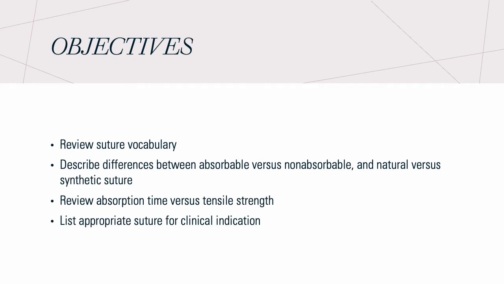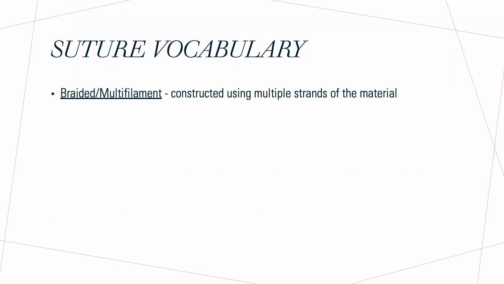The objectives are to review suture vocabulary, describe differences between absorbable versus non-absorbable suture and natural versus synthetic suture, review absorption time versus tensile strength, and then list appropriate suture for different clinical indications in OBGYN. One thing that's not covered here, as you'll notice, are different needle types, which would also be important when you're calling for suture. Suture vocabulary.